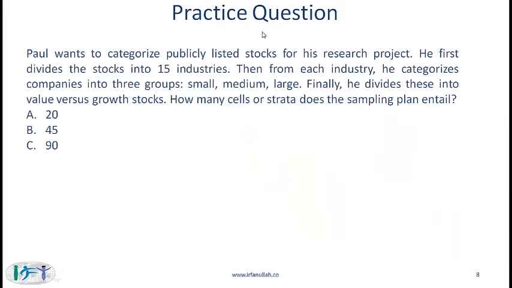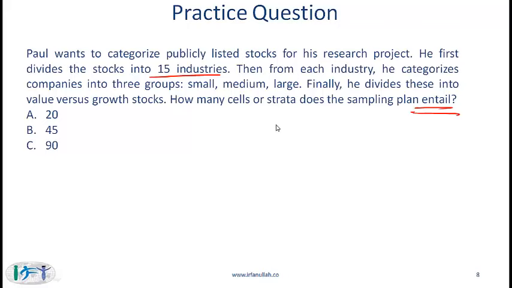Let us look at a simple practice question. Paul wants to categorize publicly listed stocks for his research project. He first divides the stocks into 15 industries. Then from each industry, he categorizes companies into 3 groups. Finally, he divides these into value versus growth stocks. How many cells or strata does the sampling plan entail?